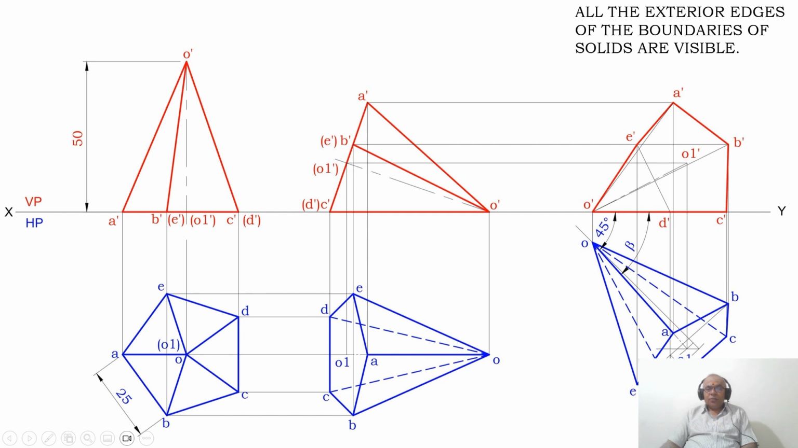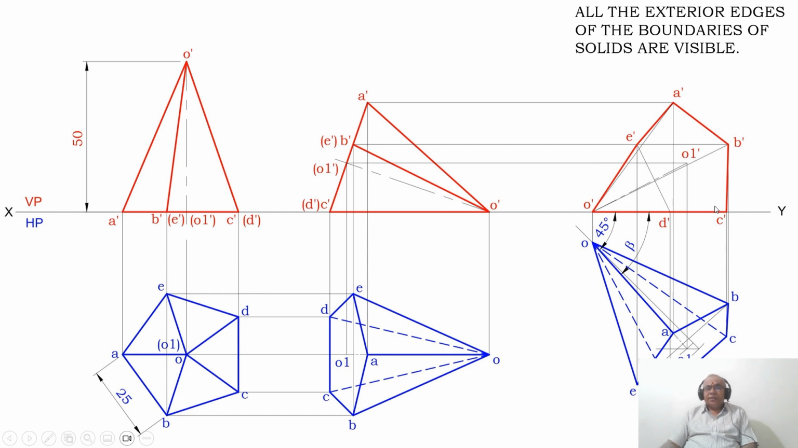Similarly, draw a vertical projector from A and a horizontal projector from A dash. Both these two lines will intersect at this point. You mark that point as A dash. And draw a horizontal projector from B dash and A dash, and a vertical projector from both B and E. These two lines will intersect at this point. You mark that point as E dash, and similarly this as B dash. And draw a horizontal projector from O1 dash and a vertical projector from O1. These two lines will intersect at this point. You mark that point as O1 dash.